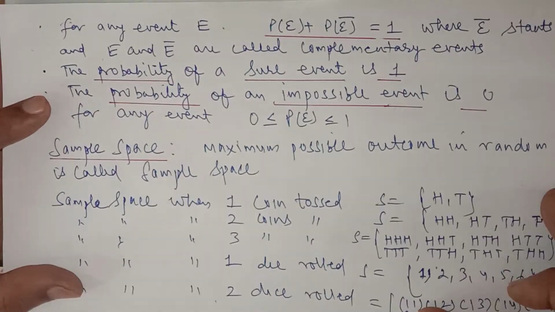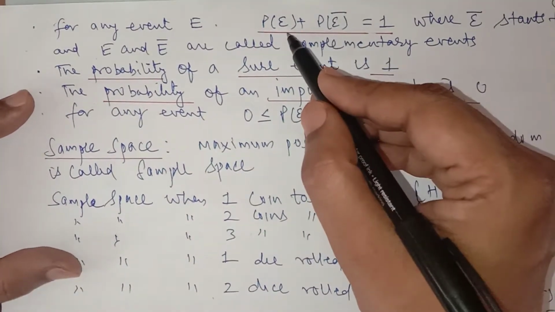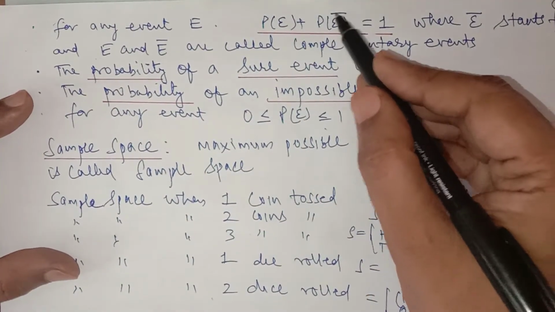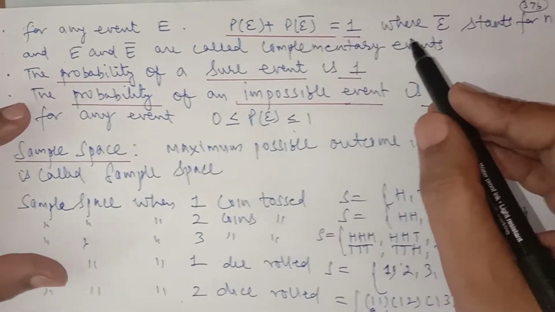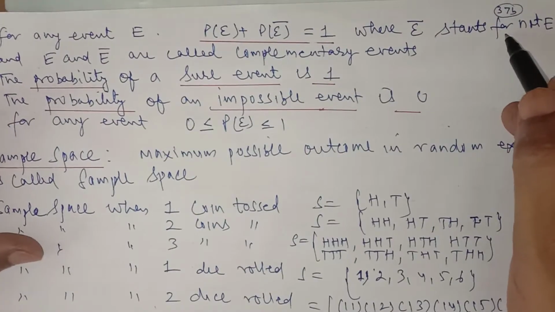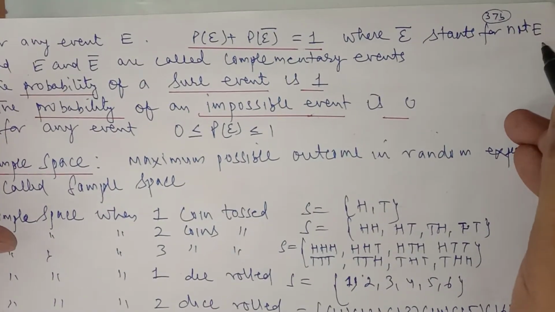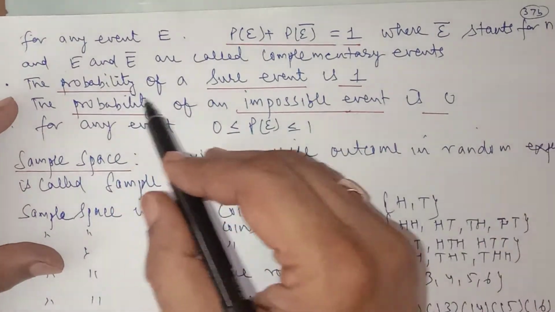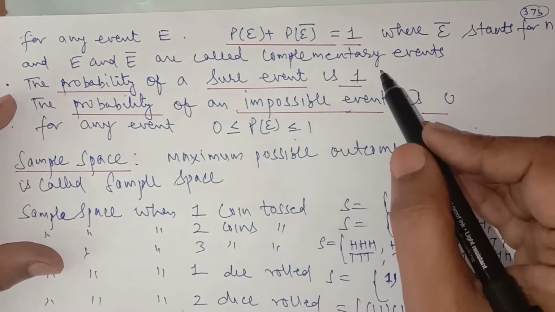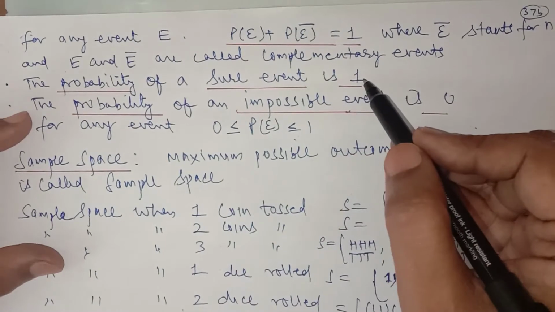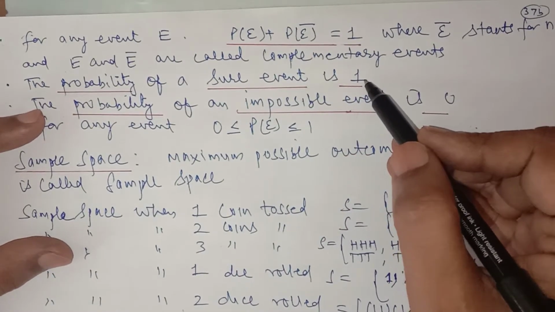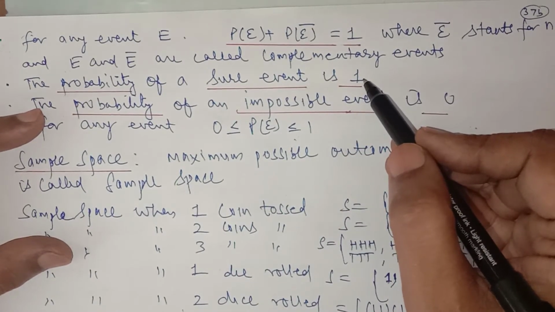For any event E, probability of E plus probability of E not, where the bar is known as E not, that is opposite to E, is equal to 1. Here E not states not getting E, like this we can say, and E and E not are called complementary events. So the probability of a sure event is 1. What is a sure event? You've done it in lower classes. A sure event is that which will surely come.